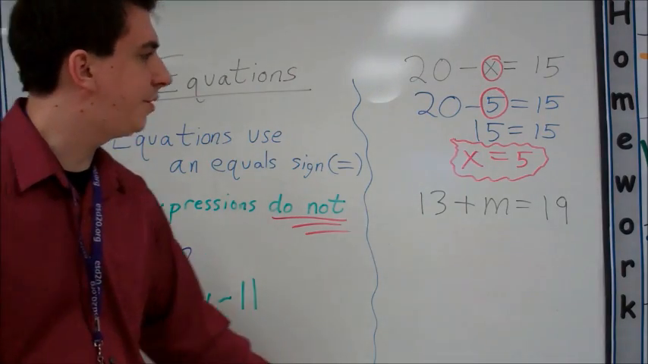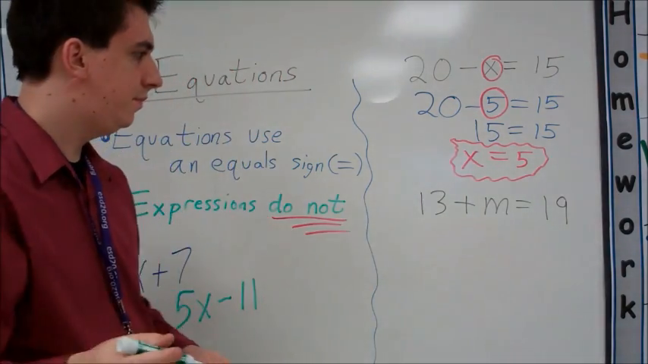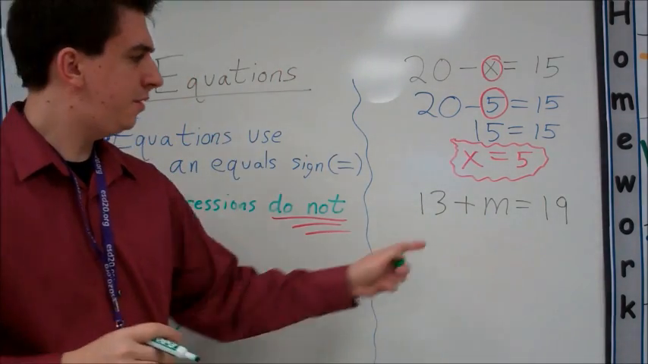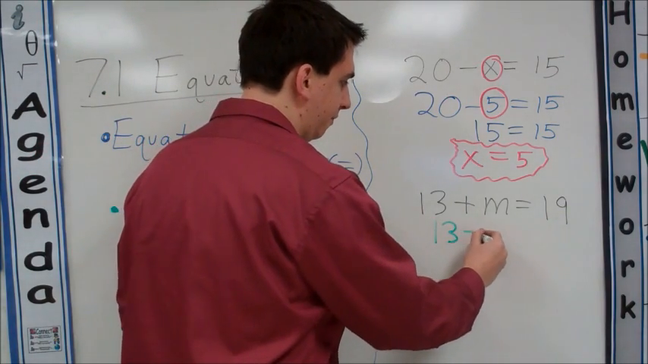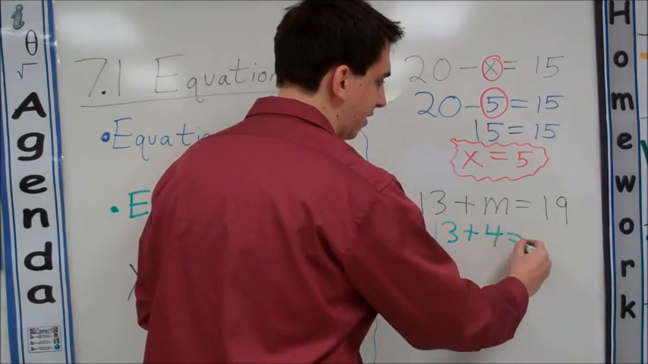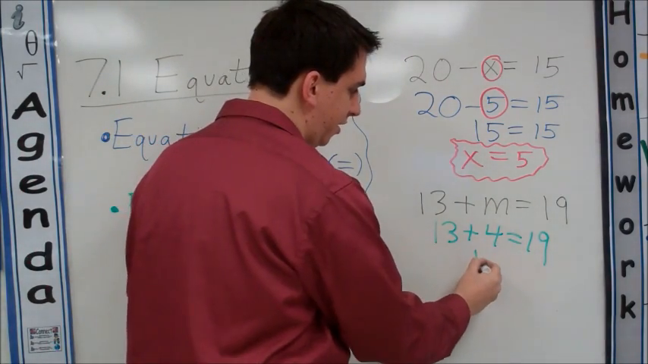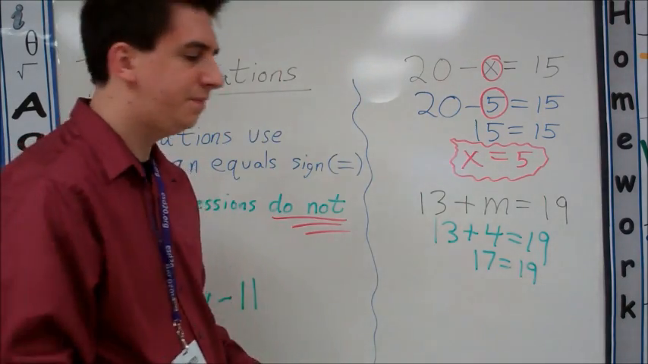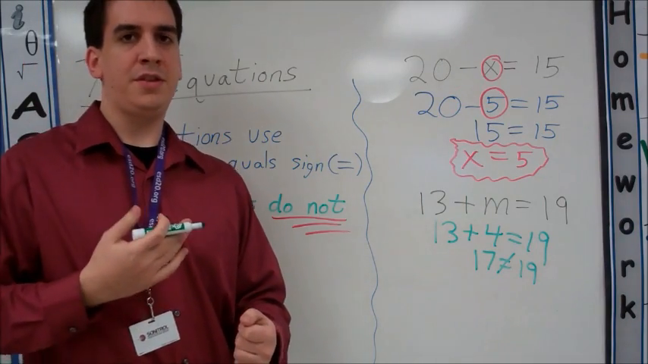I want to make sure that we're showing our work too. 13 plus m equals 19. On the left side of our equation we have our variable. 13 plus what number is 19? I'm going to try 4. I'm going to use guess and check. 13 plus 4 on the left side of the equation here is 17. Does 17 equal 19? No. When we put a slash through the equal sign in math, that means does not equal.